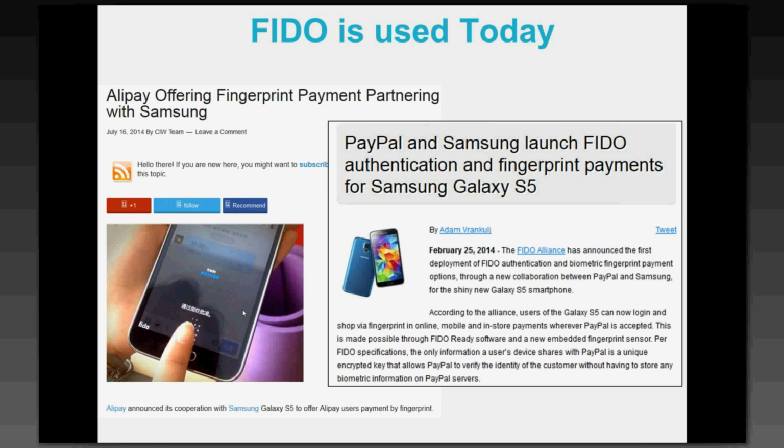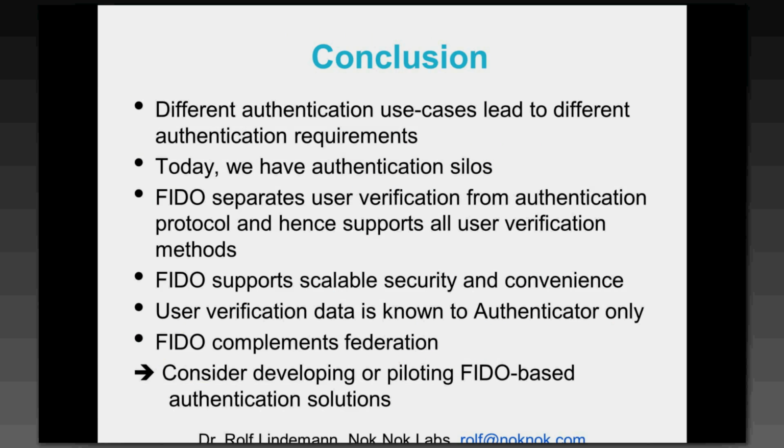So as a conclusion, we have different authentication use cases which lead to different authentication requirements. And today we have authentication silos. So it's very hard for relying parties to exchange the user verification method because they would have to change the server-side technology as well. And large user groups are usually not homogeneous. So they would have to support a lot of different user verification methods, so a lot of different authentication servers in their data centers. And this does not really scale.